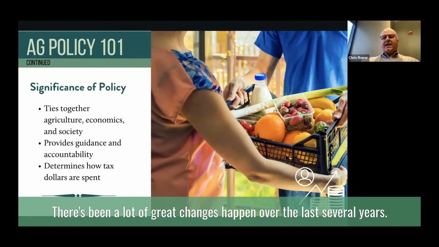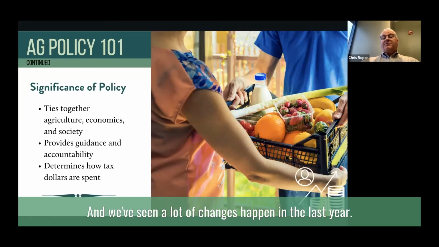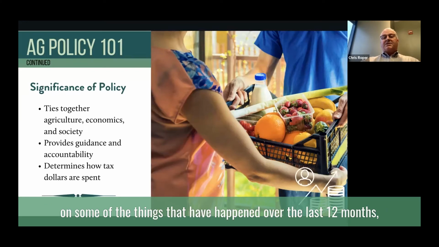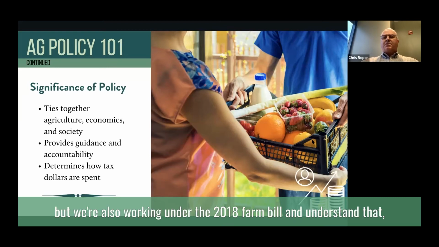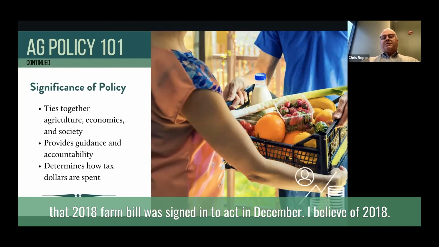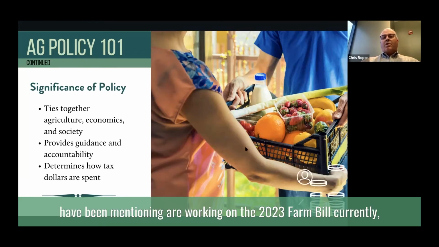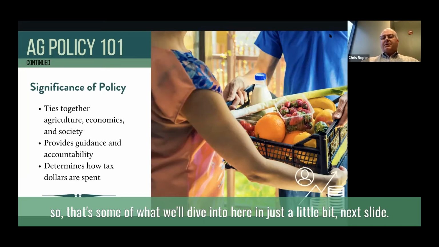There have been a lot of great changes happen over the last several years, and we've seen a lot of changes happen in the last year. There's a lot of updates coming out from USDA today, as a matter of fact, on some of the things that have happened over the last 12 months. But we're also working under the 2018 Farm Bill, and understand that the 2018 Farm Bill was signed into act in December, I believe, of 2018. So the term on that is approximately 5 years. So all these different groups that I've been mentioning are working on the 2023 Farm Bill currently. So that's some of what we'll dive into here in just a little bit.